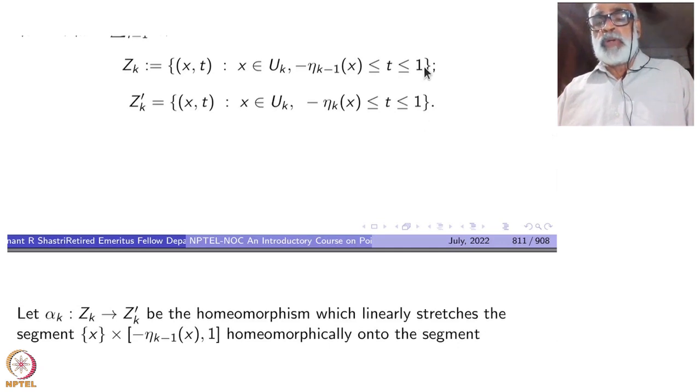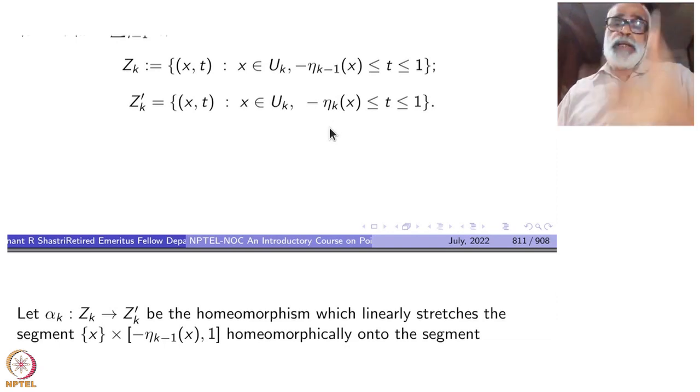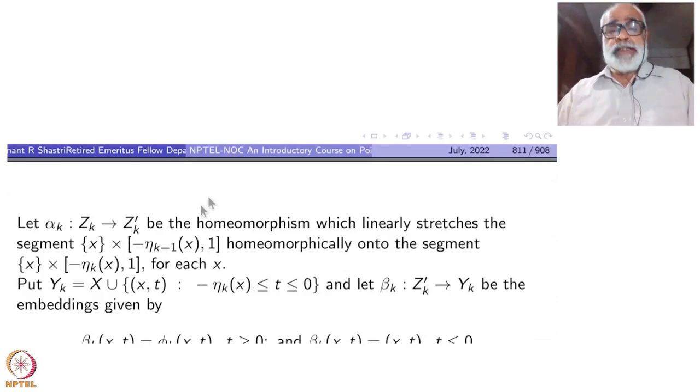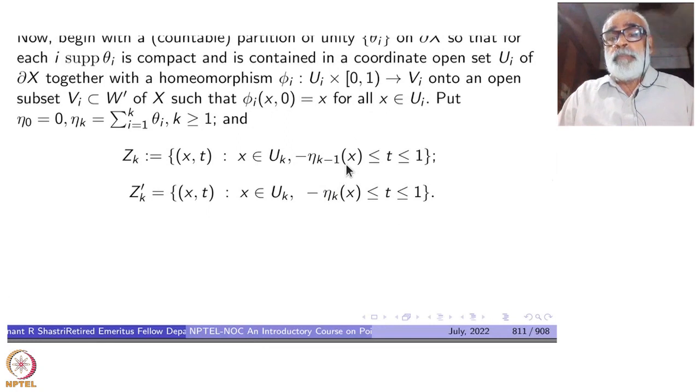Linearly stretches means what? 1 goes to 1, eta k minus 1 x goes to minus eta k of x. You know, we have a linear homeomorphism mapping any interval a b to a prime b prime, right? So take those homeomorphisms. For each x you do that automatically, because you can write down the formula in terms of eta k minus 1 and eta k here. So it will be automatically a homeomorphism on the whole space.